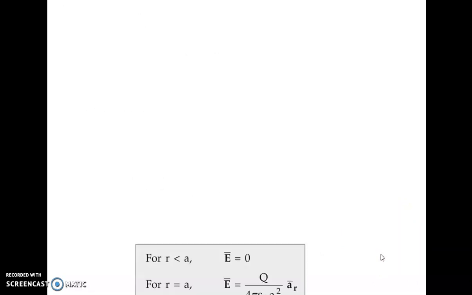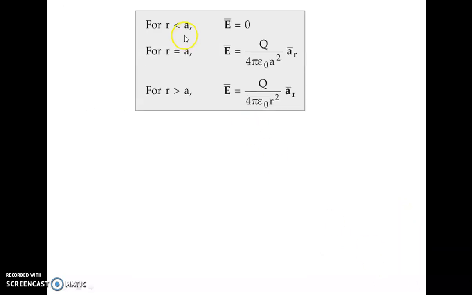To summarize this derivation, when the point lies inside the sphere, then electric field intensity is 0. When the point lies on the sphere, then E is equal to Q by 4 pi epsilon naught a square into a r cap. When the point lies outside the sphere, then the expression for electric field intensity will be E is equal to Q by 4 pi epsilon naught into r square into a r cap.